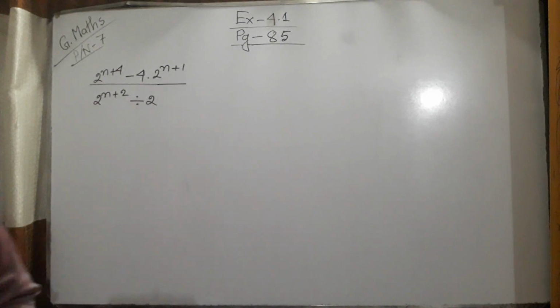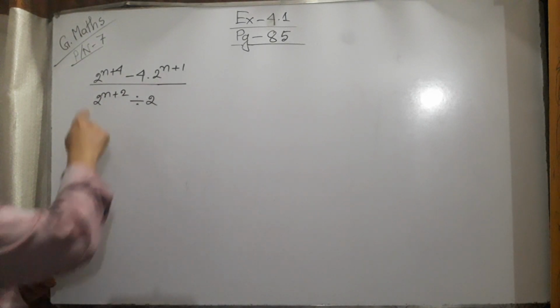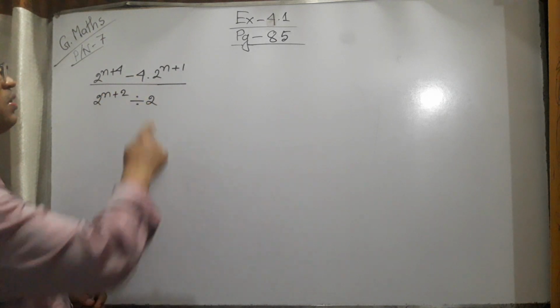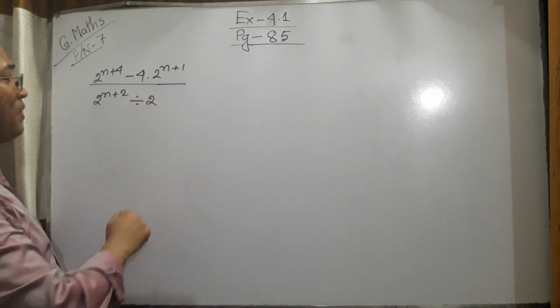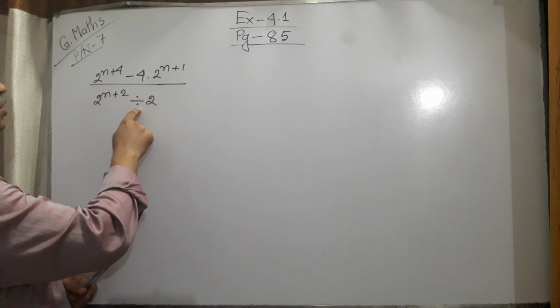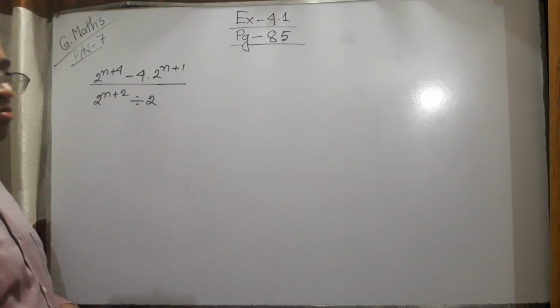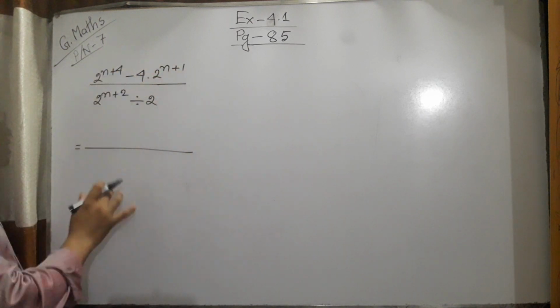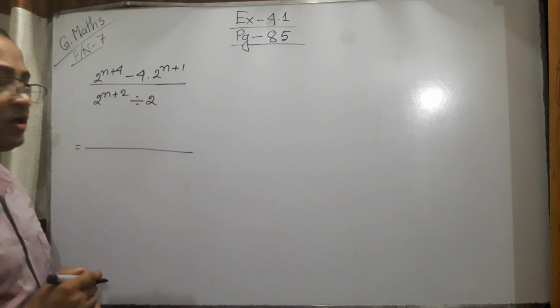Look, it is given (2^(n+4) − 4 × 2^(n+1)) divided by 2^(n+2) divided by 2. We will solve this. At first, we will solve the numerator and denominator separately.